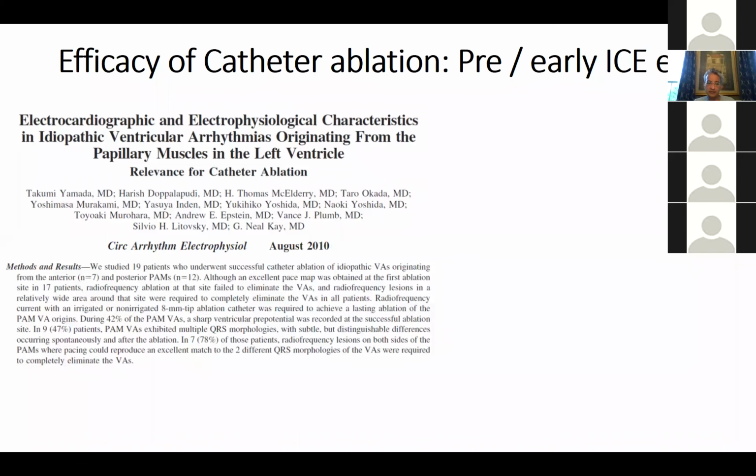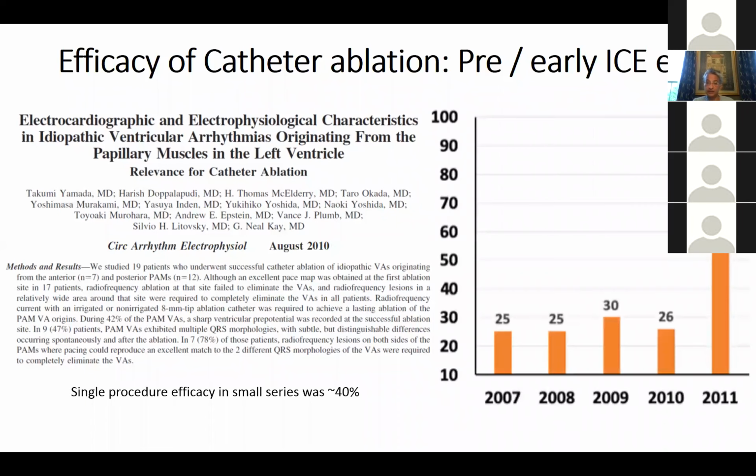Sometimes you find an early potential, sometimes you don't. Sometimes you find a good pace map, other times you don't. But the bottom line is that single procedure efficacy in these small series for catheter ablation was about 40%. And that was a shared experience. This is the early success rate of papillary muscle ventricular arrhythmia ablation at Penn.